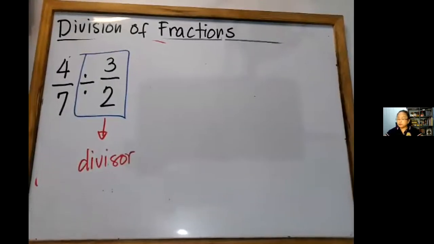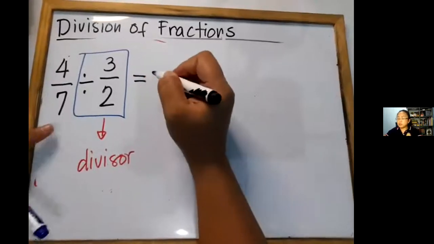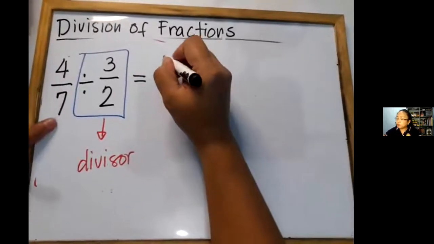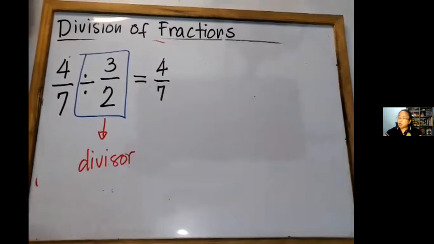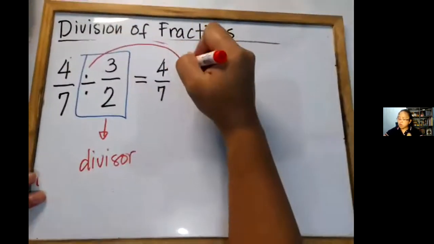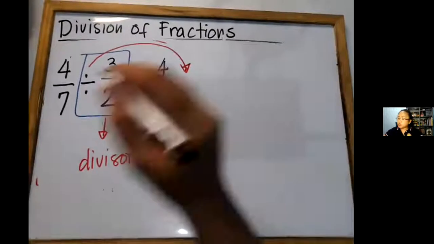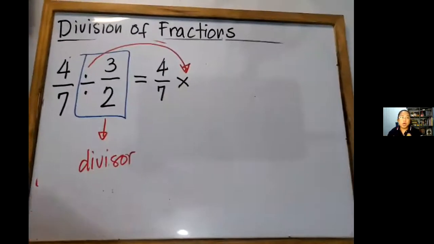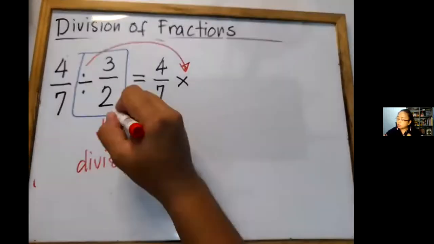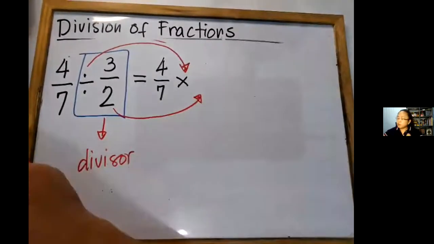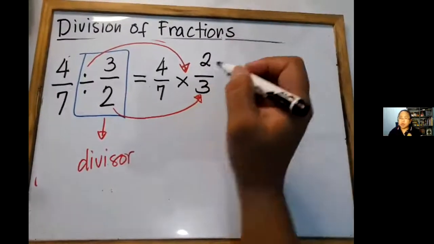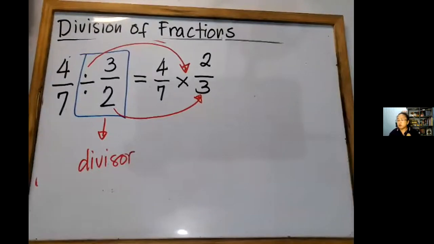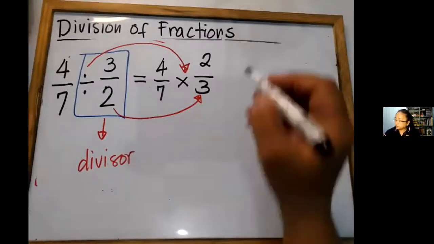So, now let's proceed. We copy the dividend, 4 over 7. Our operation now becomes multiplication. Then our divisor will be 2 over 3, which is the reciprocal of 3 halves. Okay? Now, dahil wala na siyang division symbol, we now proceed to multiplication.